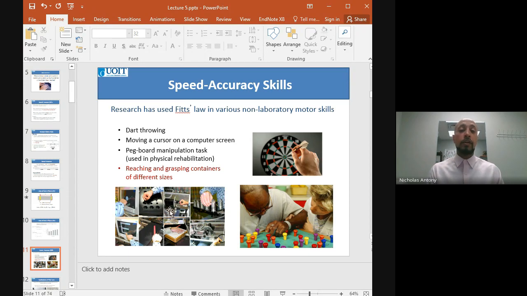This picture here is looking at evaluating the difficulty and practice of reaching and grasping containers of different sizes. So if you look closely when you zoom in and you have the slides by yourself, you can see how there are different containers that are all different sizes. And so maybe you would be able to rate which of the containers would be more difficult, so you could progress rehab in a stepwise fashion.